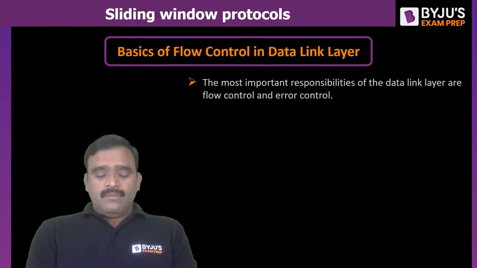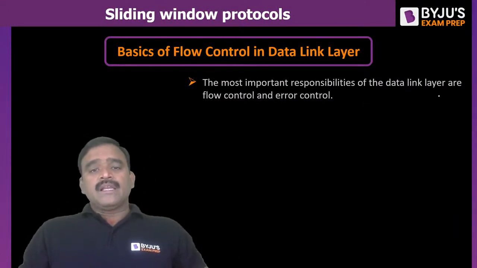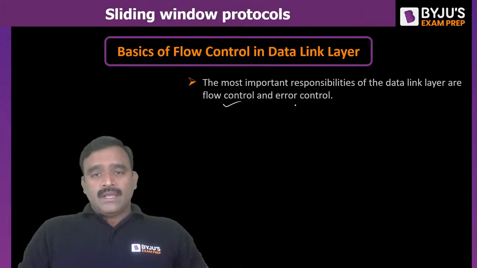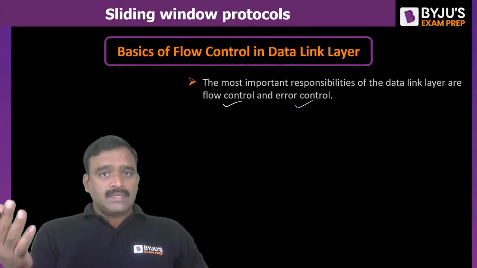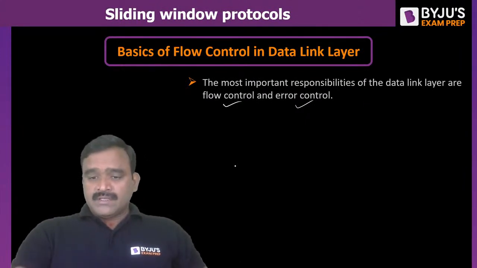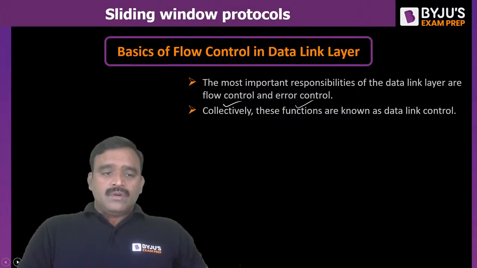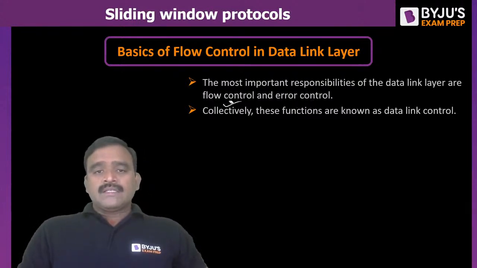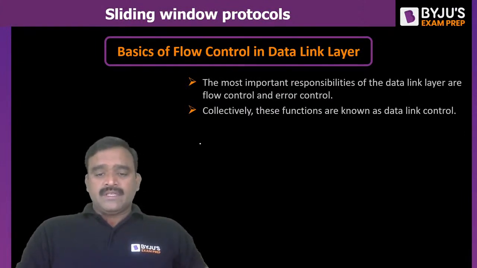Now, flow control is the most important responsibility of the data link layer, along with error control. If there is any error in the data, we need to either correct the error at the receiver side, or ask for retransmission. And the flow of data should also be controlled when the sender is fast and the receiver is slow. Collectively, these functions are known as the data link protocols. So what are the data link protocols? Flow control and error control are collectively called data link protocols.